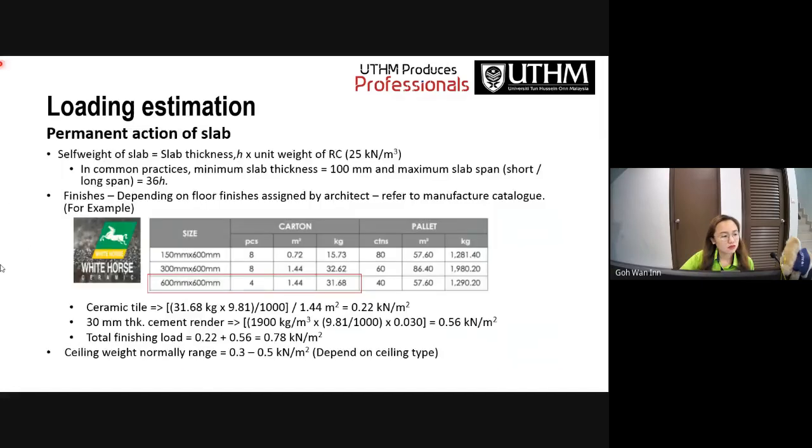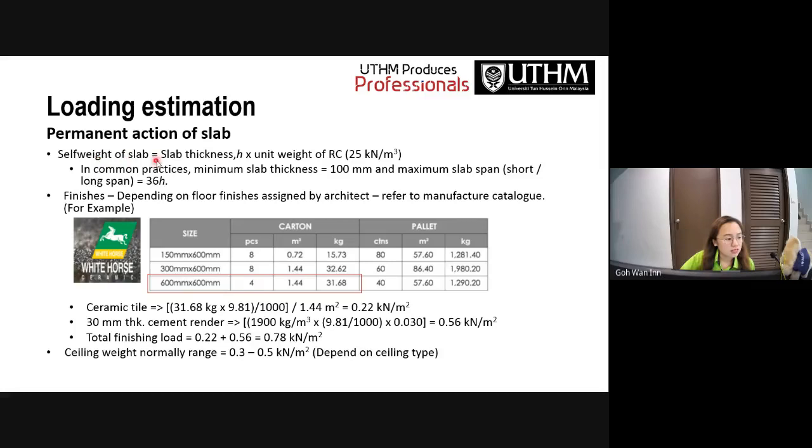My slide is, okay. So loading estimations, so permanent action of slab, for example, self-weight of slab. So after this class, you need to have self-study time, and then you list out and make notes for yourself, like how to calculate the permanent actions, the variable action for the slab, and so on. You can go through the examples, okay?